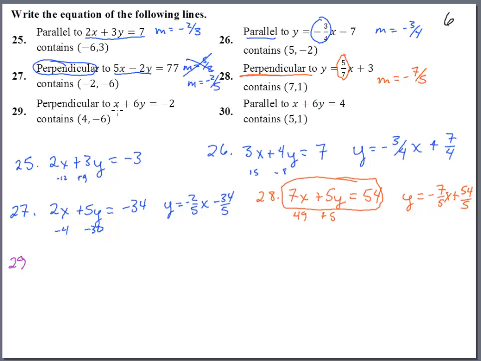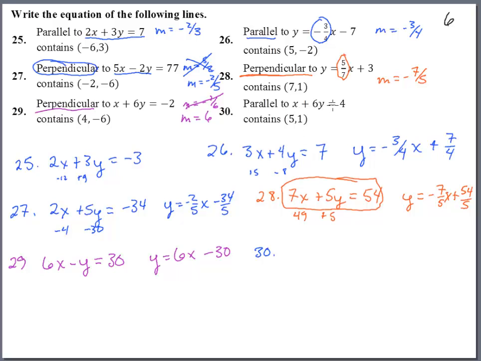This is perpendicular to x plus 6y equals negative 2. So we don't want this slope. This slope is negative 1/6. We don't want that slope. We want perpendicular to it. So we want the slope to be 6/1. So that gives us 6x minus y equals, and we stick that in, we get 24 minus a minus 6 gives us 30. Or if we did it in slope-intercept form, we'd have y equals 6x plus b, and make sure that 4 sticking in there gave us a negative 6, and we would have to have a minus 30 there. And for the last one, number 30.